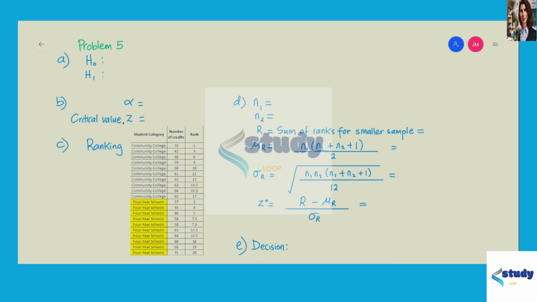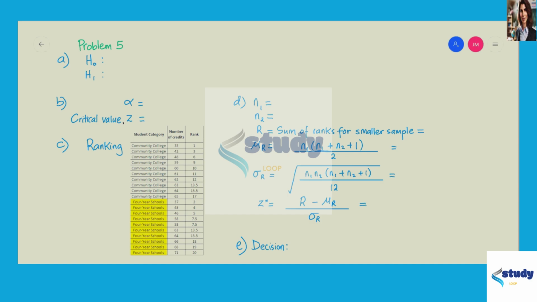We're going to solve in 5 different steps. In the first step, we're going to state the hypothesis, then we give the critical value of Z, then we rank the data and work out the value of Z using the formulas. After that, we're going to make the decision to reject or fail to reject the null hypothesis.